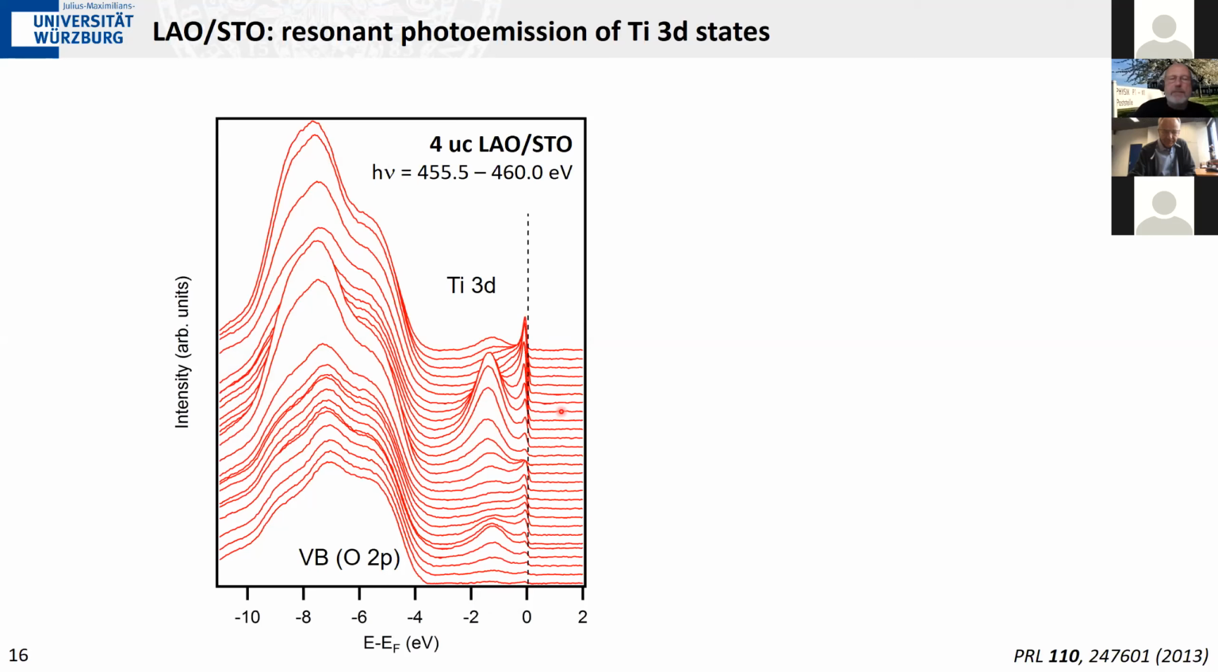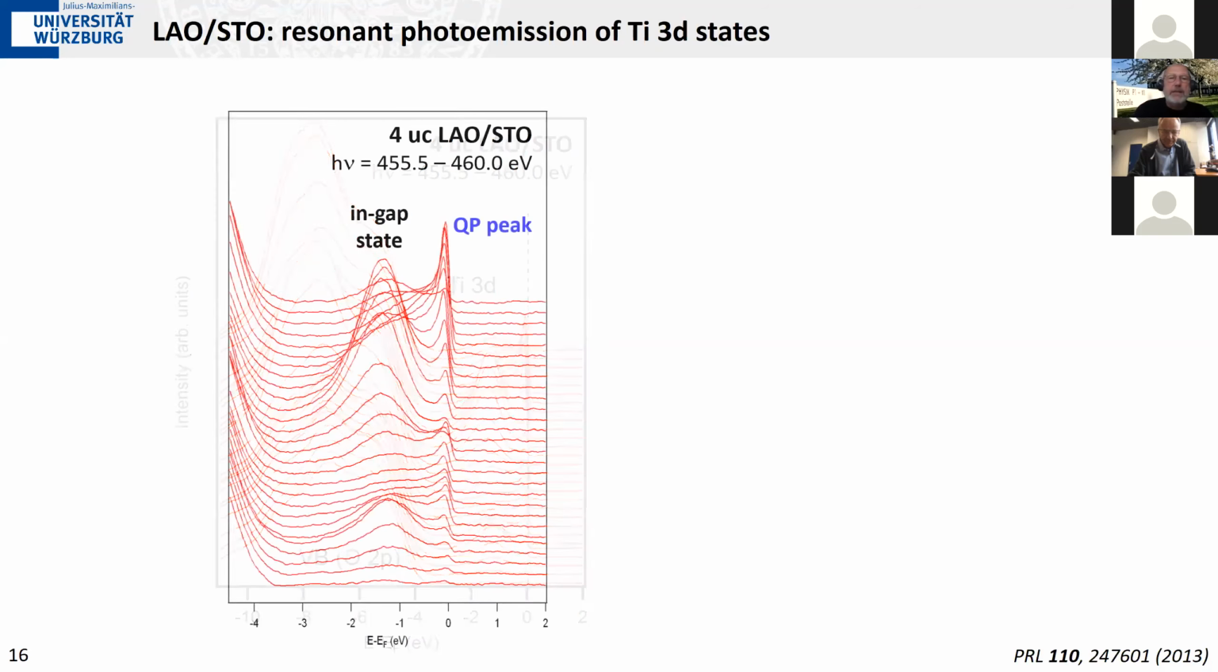And I will blow up this region here. This is the oxygen 2p part, but we are interested now in the titanium 3D signal. And this is the blow up region here. And apparently there are two signals that we detect which get resonantly enhanced. There is one directly at the Fermi energy, which is cut off by the Fermi function, which is due to the delocalized carriers. And there is a second state here at approximately 1.4 electron volts, which in the following we just call in-gap state. And I will say a little bit about its nature in the next few slides.